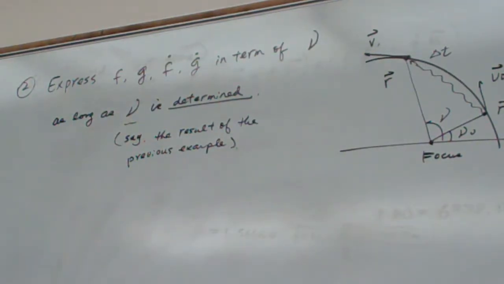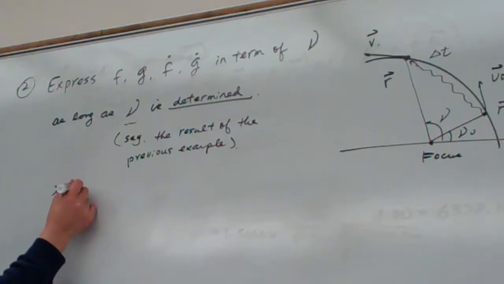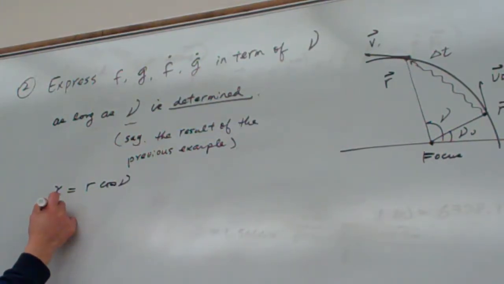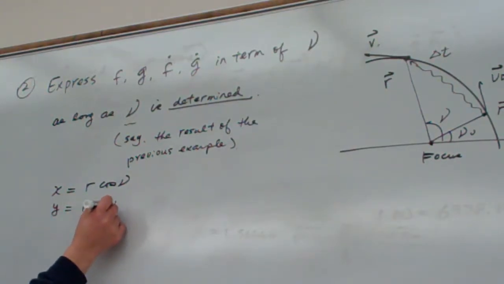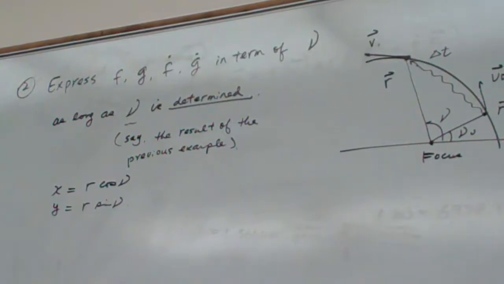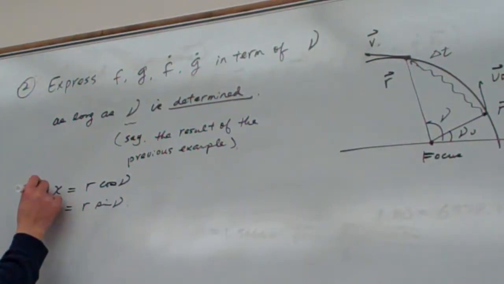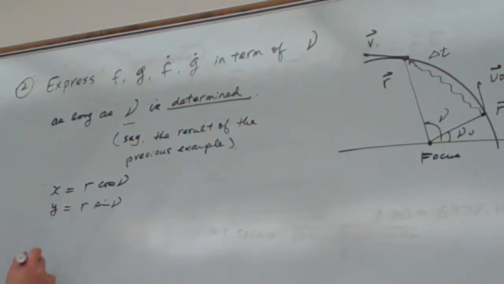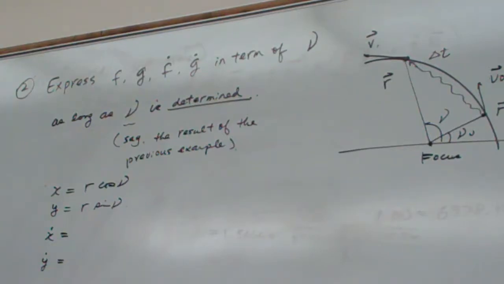So once we have this one, then basically here x equals r times cosine nu, y equals r sine nu. Okay, and so here we have x and y. And what are x dot, y dot? x dot, y dot, we can get from here.